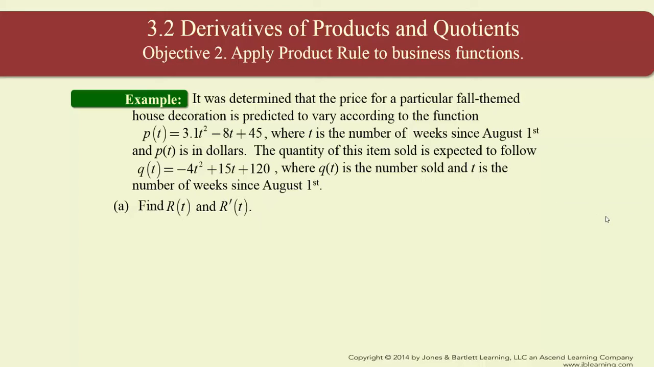Well, part A, we're going to find R of t and R prime of t. R of t, remember that's the revenue function. Kind of seeing what we're going to have to do to get the revenue function. Remember, revenue is price times quantity. Part B, we're going to evaluate R prime of 4 and interpret. And then in part C, we'll evaluate R prime of 6 and interpret. So if you need to pause the video to write this down, I suggest you do it because I'm getting ready to head off to the chalkboard to work out parts A, B, and C.